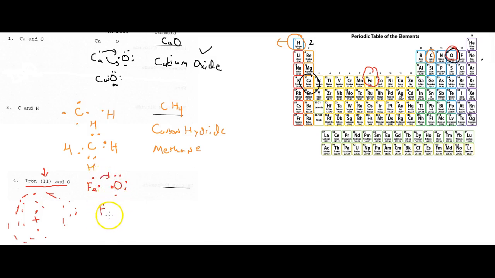So when these two run into each other, that Fe has 2 it wants to lose. Oxygen has 1, 2, 3, 4, 5, 6, and gets to 8, happy. Iron's lost all its electrons. Everybody's happy. The formula is FeO.